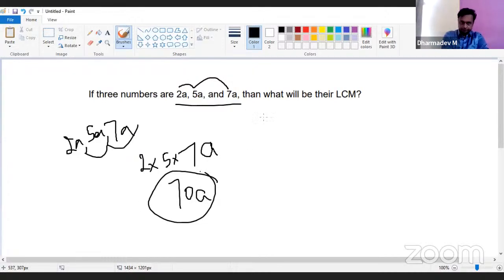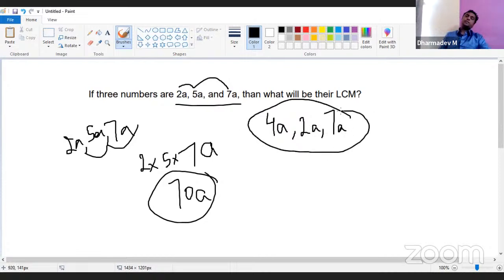Understood, right? If it is 4A, 2A, 7A, what will be the answer? 56, sir. 56.